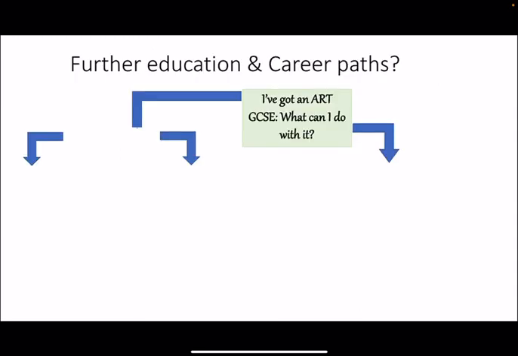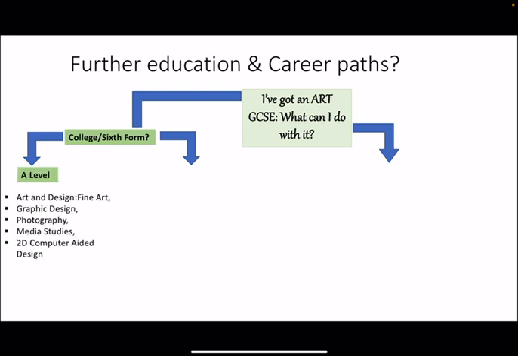Further education and career paths. So if you have an art GCSE, what can you do with it? So you have the option of going down the typical route of a college or a sixth form, for which you can take A-levels in fine art, graphic design, photography, media studies, and 2D computer aided design.